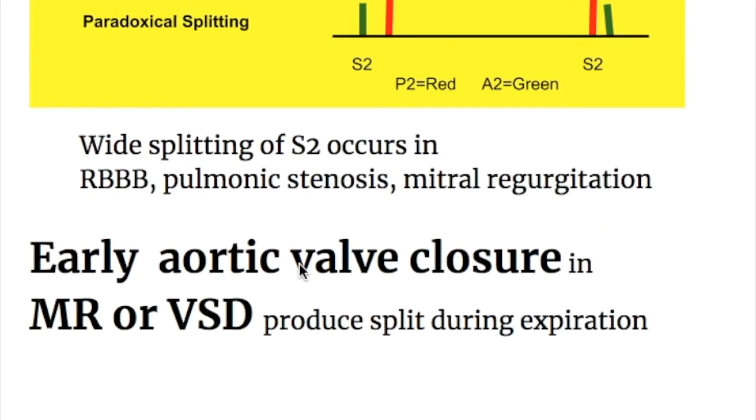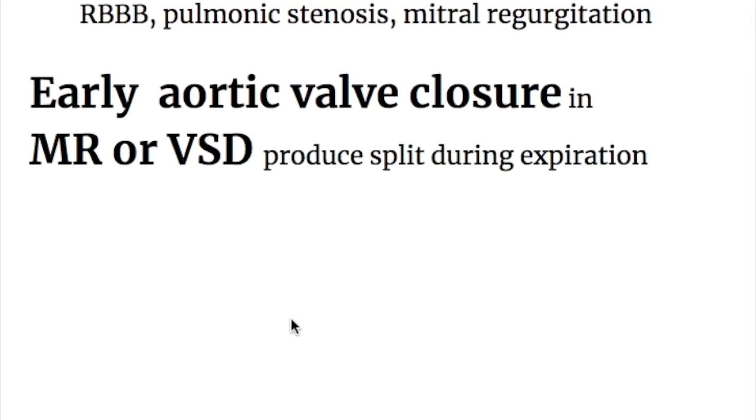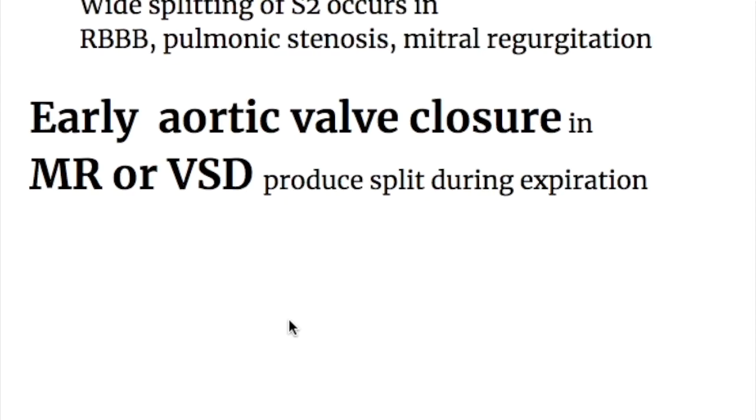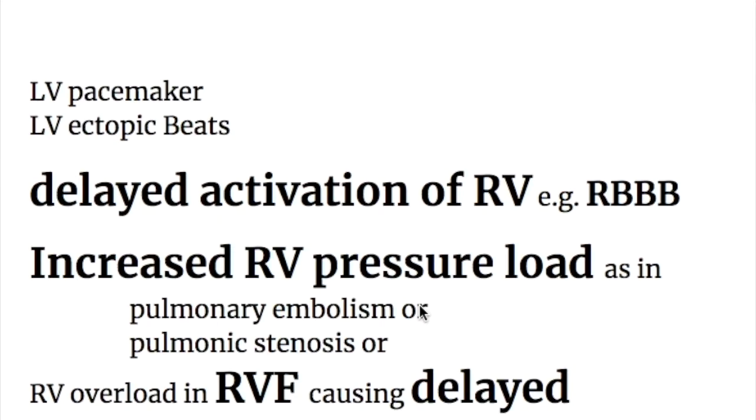Wide splitting of the second heart sound occurs in right bundle branch block, pulmonic stenosis, and mitral regurgitation. Number 2, early aortic valve closure in mitral regurgitation or ventricular septal defect also produces splitting during expiration. The left ventricular causes of S2 split are LV pacemaker and LV ectopic beats.